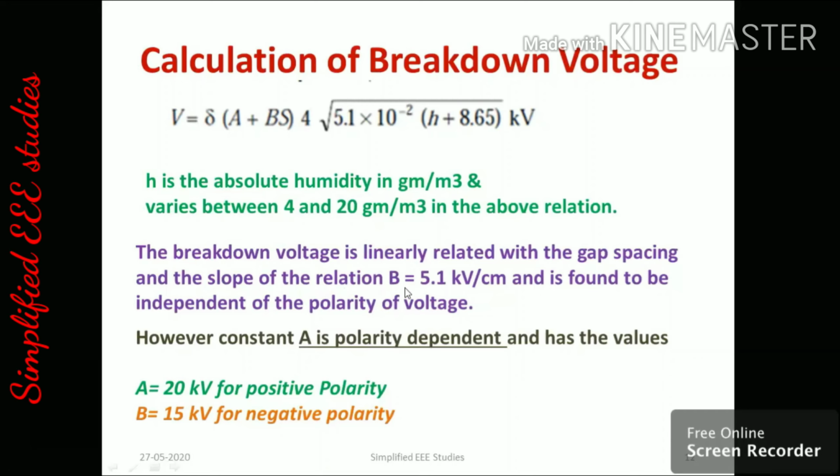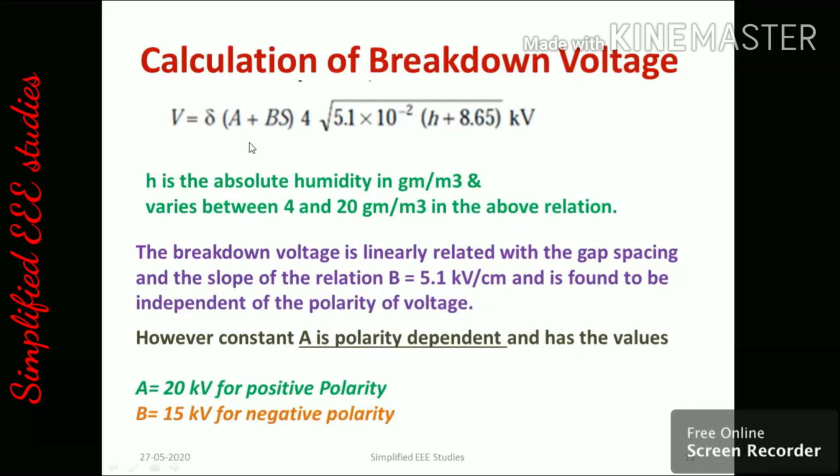Then breakdown voltage is linearly related with the gap spacing and the slope is given by B. From the graph it is very easy to determine the value of B, that is equal to 5.1 kV per centimeter. This is an approximate value. Whenever you are doing it in real time, you can plot the graph. From the graph you can calculate the slope, taking y axis divided by x axis, delta y by delta x, which gives the slope.